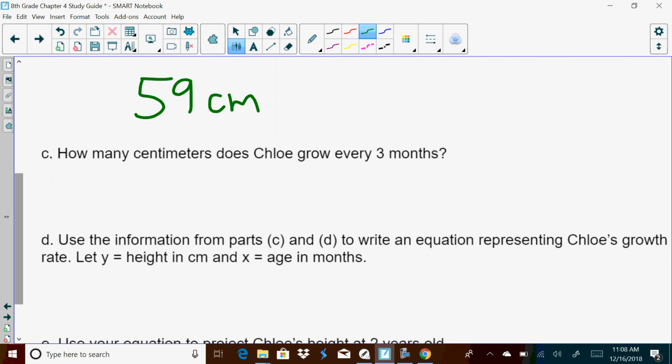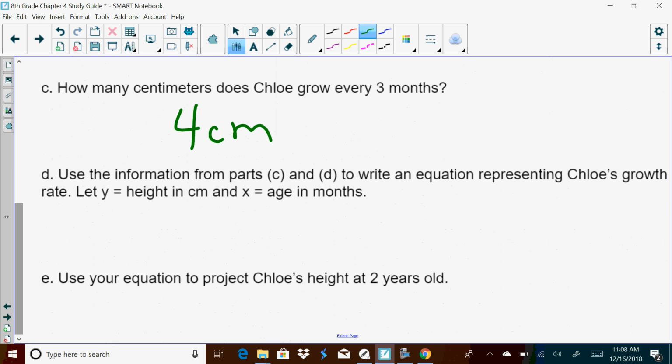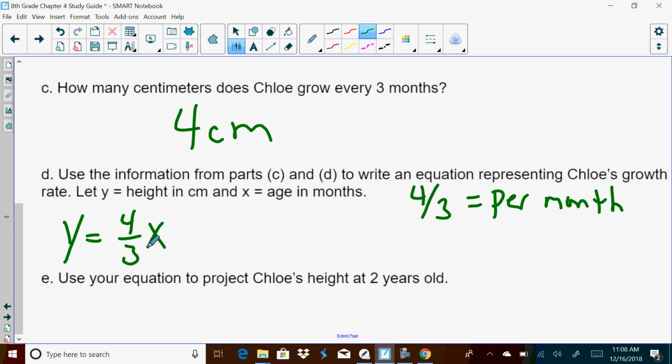Then how many centimeters is she growing every 3 months? She's growing 4 centimeters every 3 months. Use the information from parts C and D to write an equation. Her height in centimeters is y and x is her age in months. So every 3 months she's growing 4 centimeters, so we have to do 4 over 3. That's how much she grows per month. So then in our equation, we're going to do y equals 4 over 3x plus the original birth height, which was 59. So that's our formula.